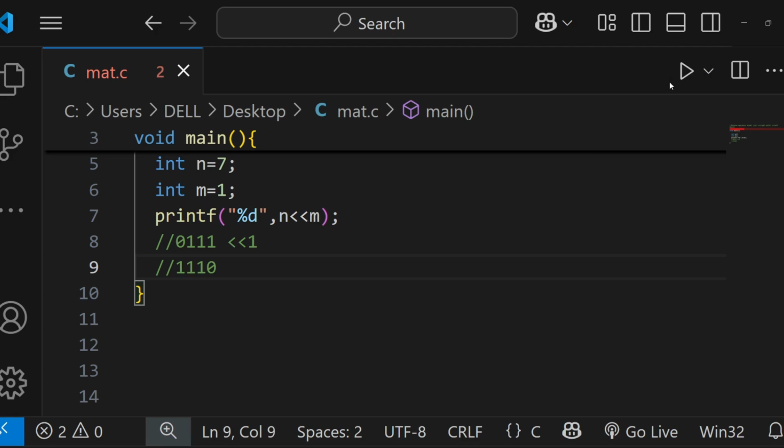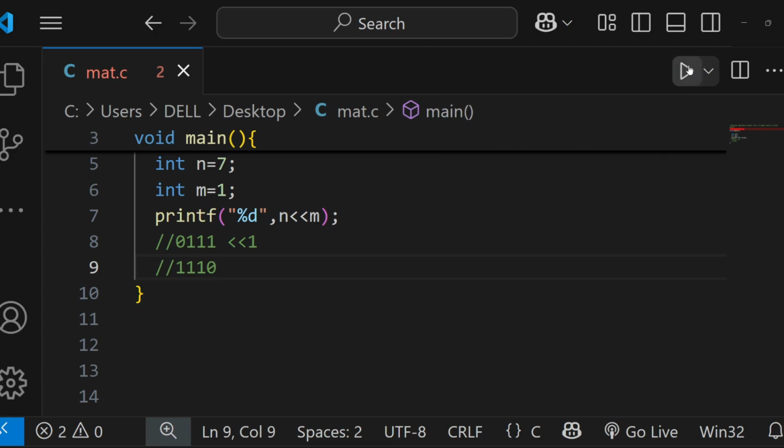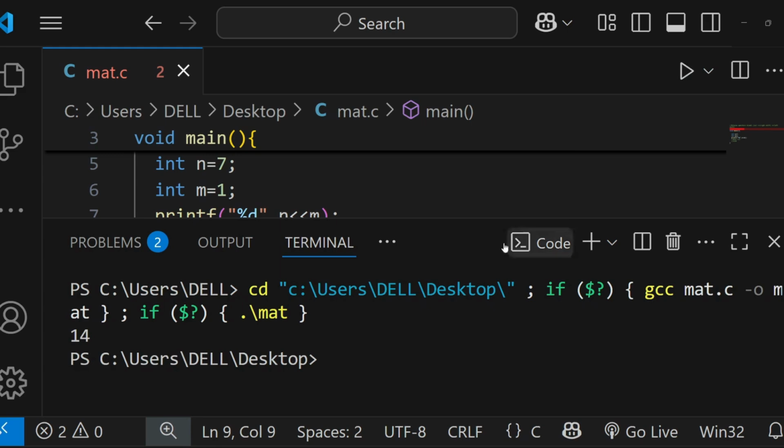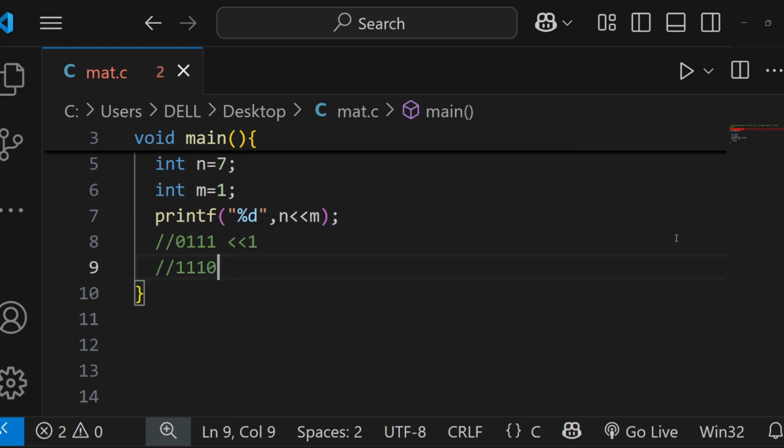If I run the code, we have to check whether we are getting the same value or not. Exactly, we are getting the same value, 14. In this way, we have to remember how we are going to left shift and right shift. It's very easy if you have an idea of binary digits. Not octal and hexadecimal, but binary to decimal at least you should know.